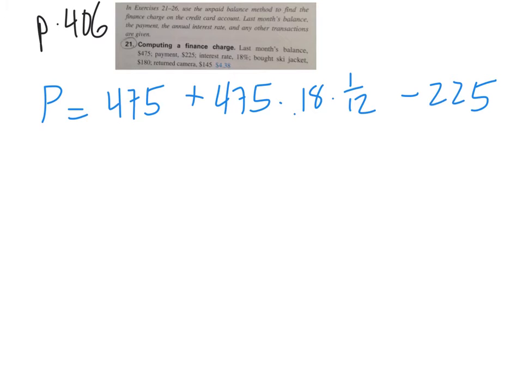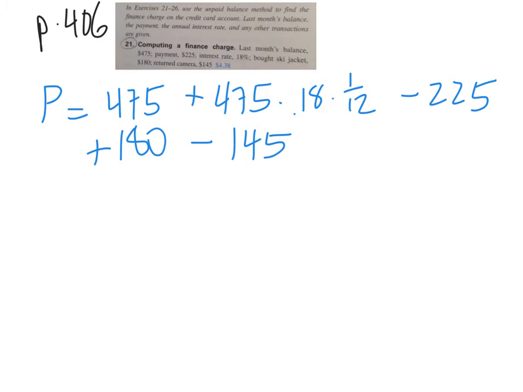We bought a ski jacket for $180. That's going to be added on, $180. And returned a camera for $145. That's going to be subtracted from our balance, minus $145. All this is going to work together to give us our finance charge.